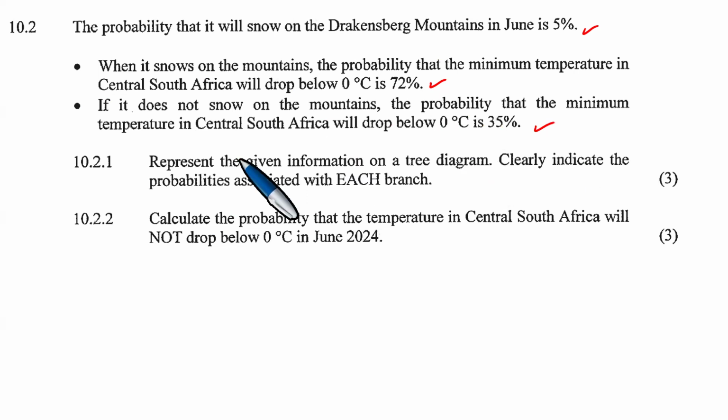Okay, so we continue. In 10.2.1, represent the given information on a tree diagram, clearly indicating the probabilities associated with each branch. Okay, so we have the following.